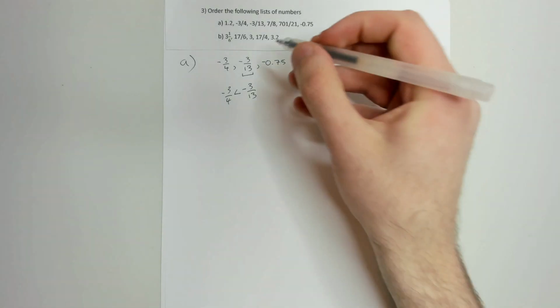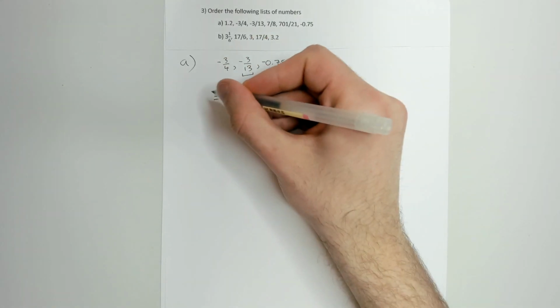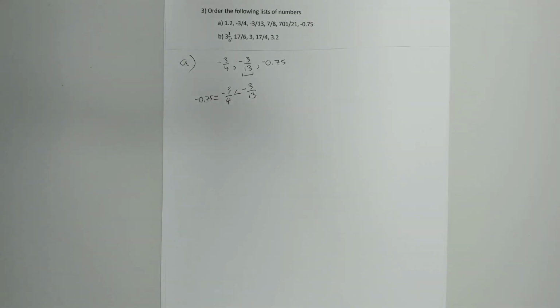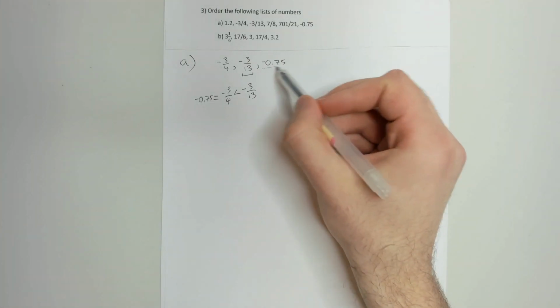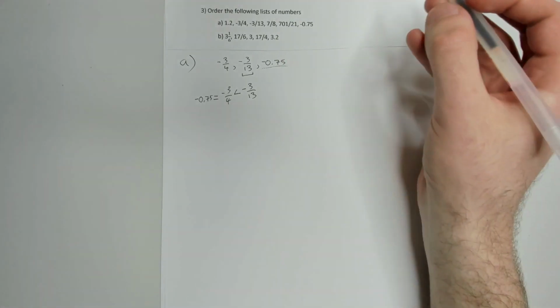But now we just need to look at the negative 0.75. But if you recall, 0.75 is just 3/4 actually, right? So we can just write negative 0.75 equals negative 3/4 in this ordering here. Basically, this is a repeat element. It's just written in a different way. All right, so now we can look at the positive parts.